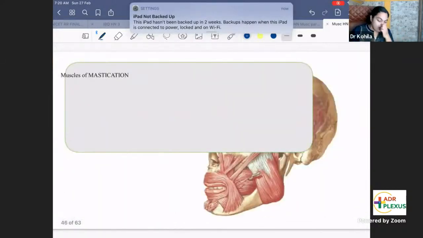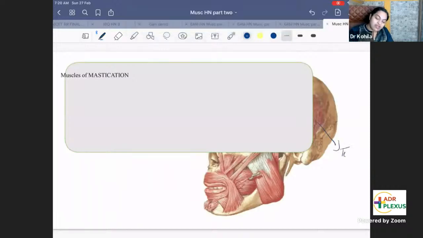Yeah. Muscles of mastication, easy. This will be your temporalis muscle. This is masseter.